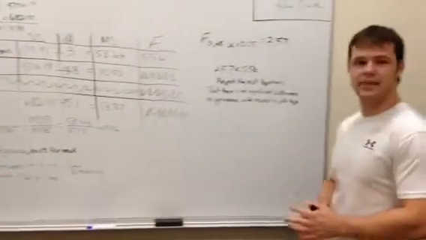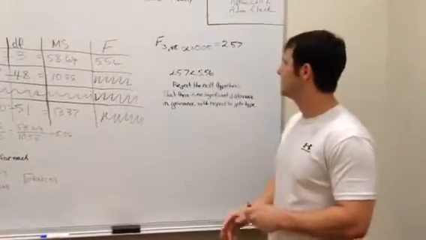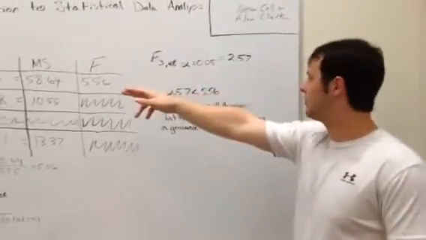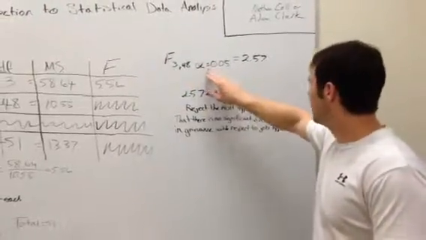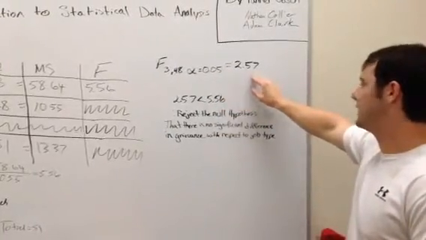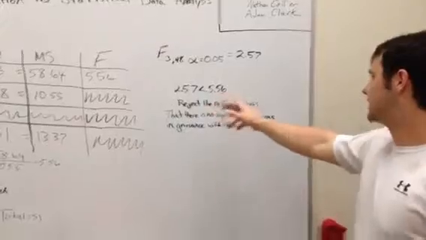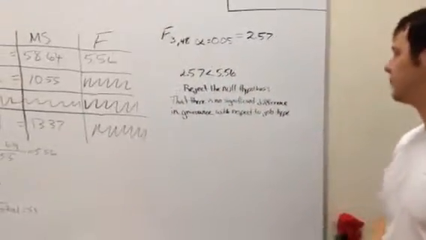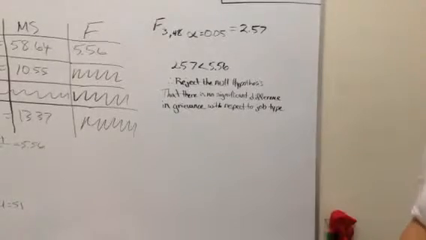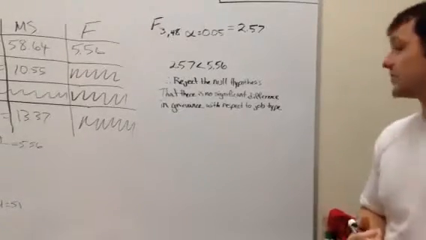And then using the F table that was provided in class, we looked up the values at degrees of freedom 3 and 48, depending on our table over here, at the alpha equals 0.05 confidence level, and that table value came to 2.57. As 2.57 is less than our calculated value of 5.56, we have to reject our null hypothesis and state there is a significant difference in grievance with respect to job type.